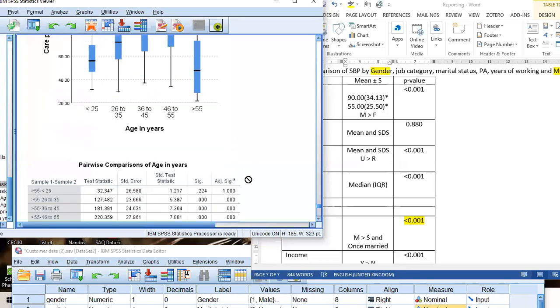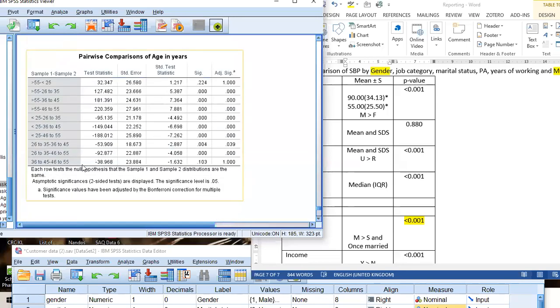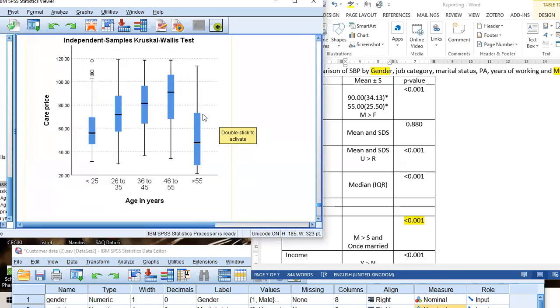So the difference here: the p-value, only one pair is more than 0.05, all the other pairs are different. So it is very difficult to say this is more than that, this is more than that, right? You can say there's a trend. So 55 and 25, there's no difference. Otherwise, there is an increasing trend in the car price over the age.